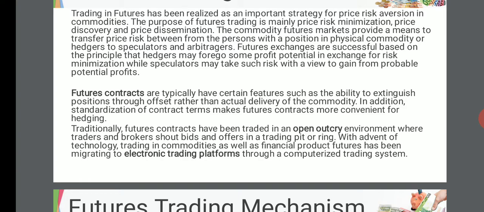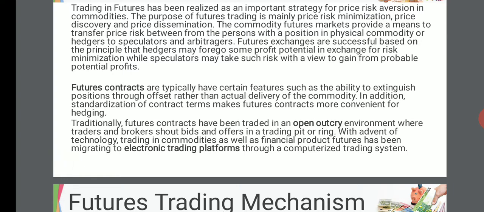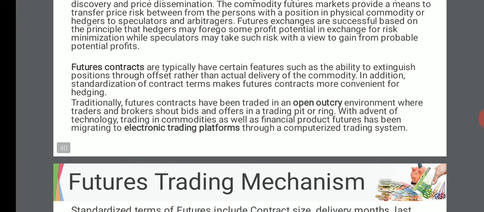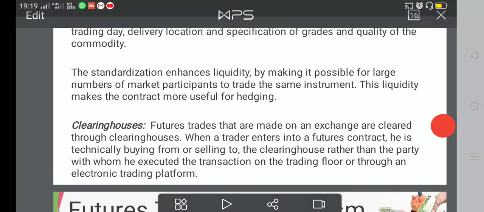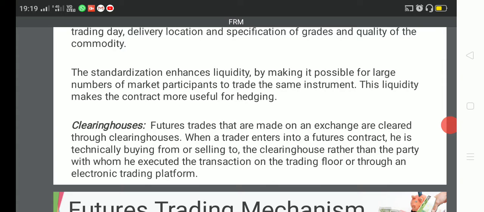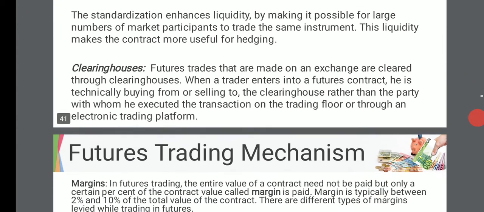Traditionally, futures contracts have been traded in an open outcry environment where the traders and brokers shout bids and offers in a trading pit or ring. With the advent of technology, trading in commodities as well as financial product futures has been migrating to electronic trading platforms through a computerized trading system. Standardized terms of futures include contract size, delivery month, last trading day, delivery location, and the specification of grades and quality of the commodity. The standardization enhances liquidity by making it possible for a large number of market participants to trade the same instrument. This liquidity makes the contract more useful for hedging.